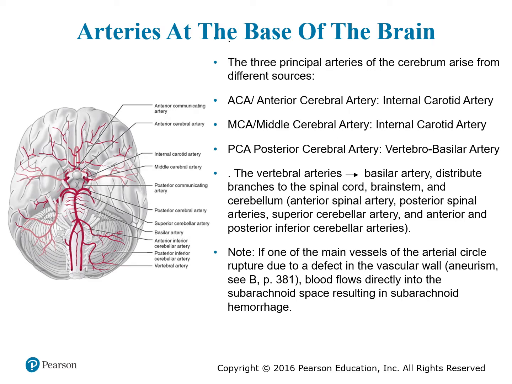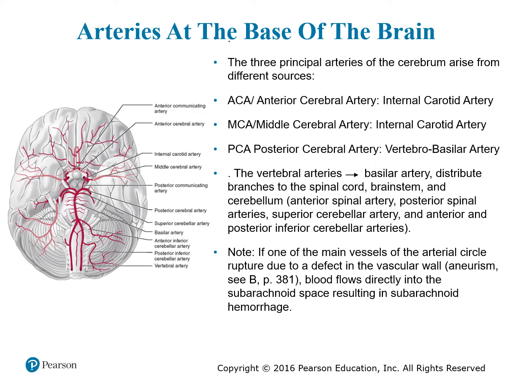Basilar artery is from the 2 vertebral arteries. So the vertebral arteries, which fuse to form the basilar artery, distribute branches to the spinal cord, brainstem, and cerebellum. So we see anterior spinal artery and posterior spinal arteries, superior cerebellar artery, anterior and posterior inferior cerebellar arteries, or AICA and PICA, coming from that area.